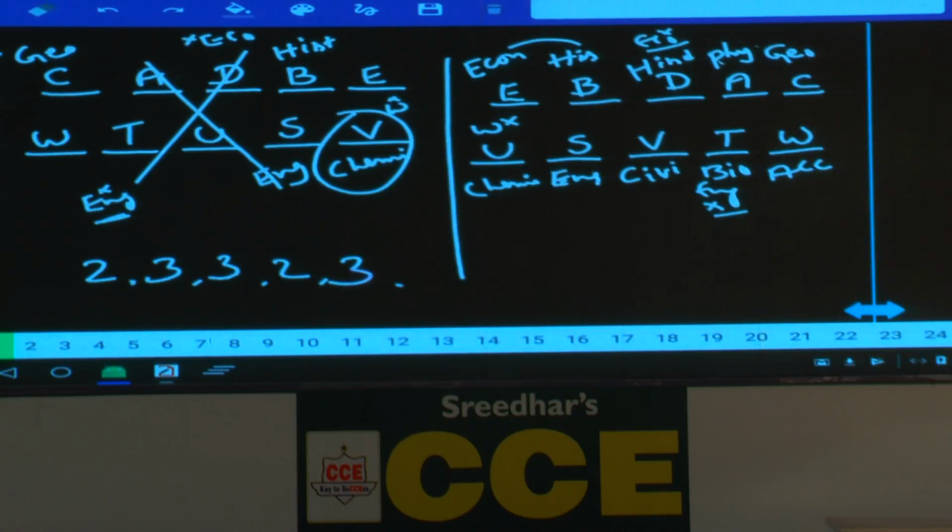Done with this? Now, this is about question number 66 to 100. Then number series, question numbers 36 to 40.